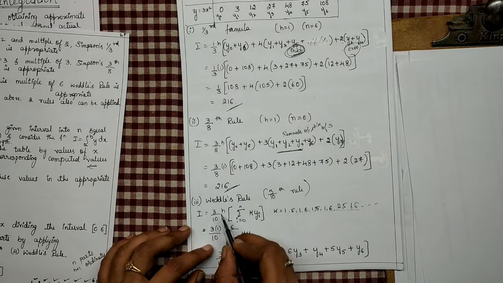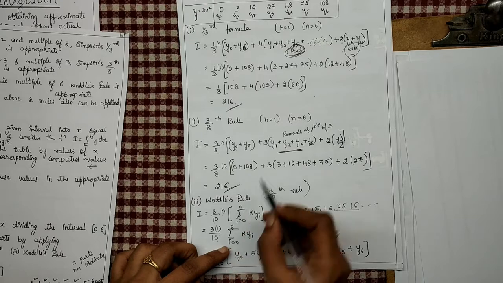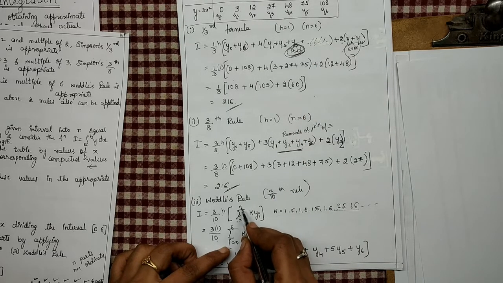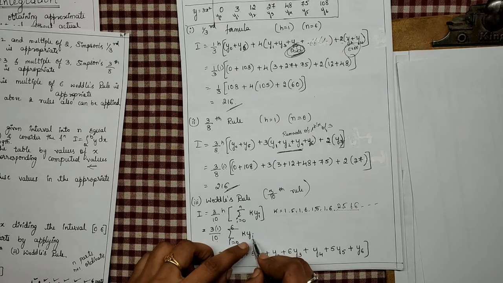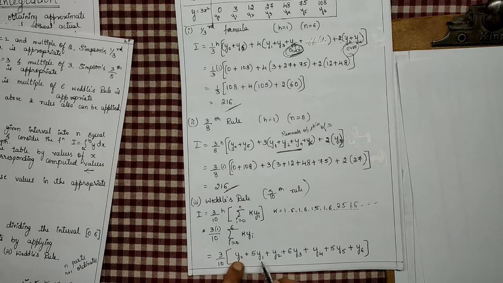3/10 into h value is substituted here, h is 1, and summation i is equal to 0 to n. What is n? n is equal to 6, right? So n is 6, i is equal to 0 to 6, into k into yi. Now I have to use these k values in the next step. See, i varies from 0 to 6. I is varying from 0, y0, y1, y2, y3, y4, y5, y6, from 0 to 6. This is the last element. Till y6 it has to vary.